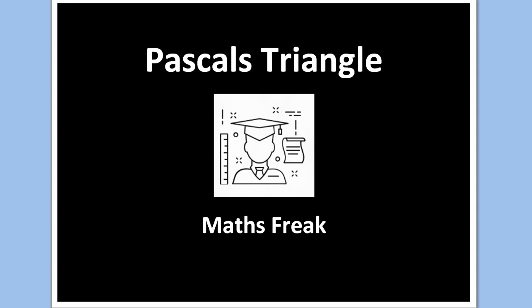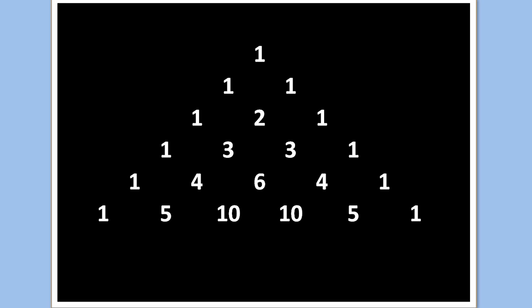Today I'm going to talk about Pascal's Triangle, which is a very famous and useful triangle in mathematics, and it helps us to solve a lot of problems faster. Basically, it's a triangle of numbers. It can go on forever and ever, but I've only done 6 rows here.